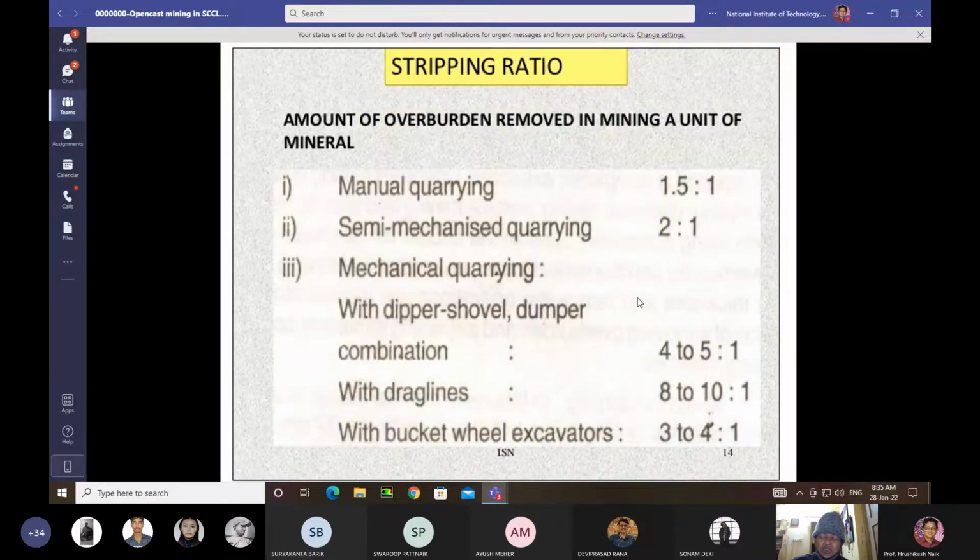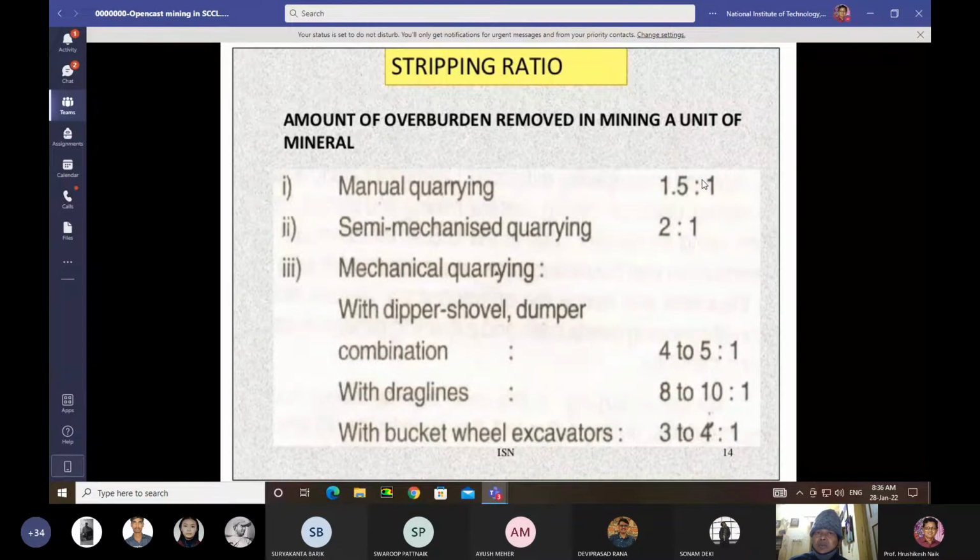And we have seen that the stripping ratio is a very important ratio in surface mining. We have also discussed it in the previous classes. So what is the stripping ratio? It is the amount of overburden removed in mining a unit of mineral. For manual quarrying, it is 1.5:1. For semi-mechanized quarrying, it is 2:1. 1.5:1 means that to get 1 ton of mineral, you have to remove 1.5 cubic meter of overburden. So these are the various mining methods we have seen: manual mining, semi-mechanized mining, mechanized mining, and highly mechanized mining. For manual mining, the stripping ratio should be 1.5:1. So this 1.5 means 1.5 cubic meter of overburden is to be removed to get 1 ton of mineral.